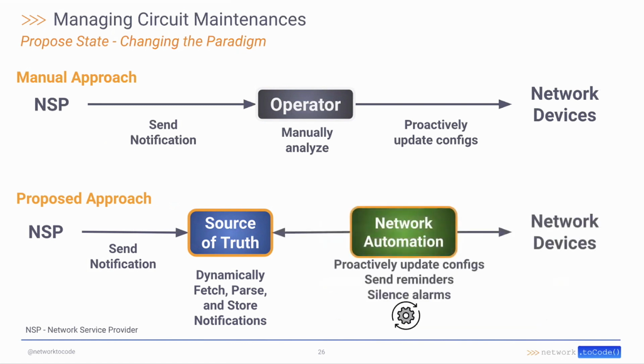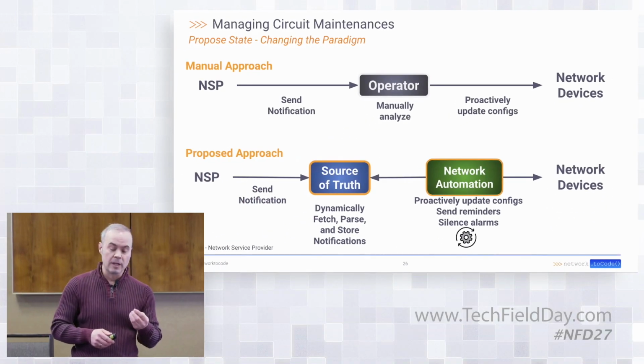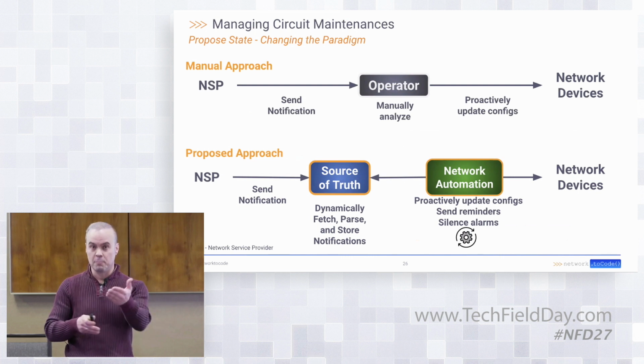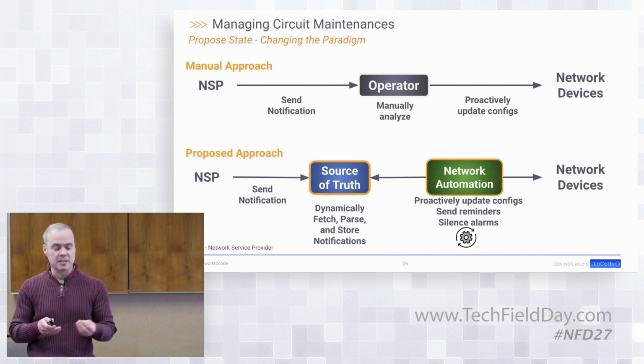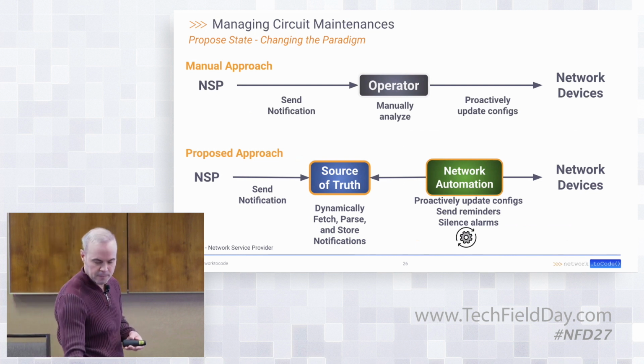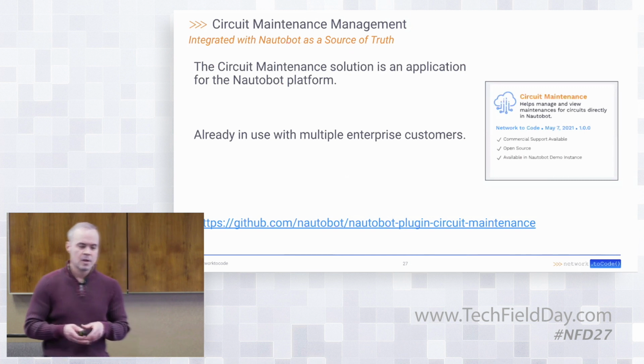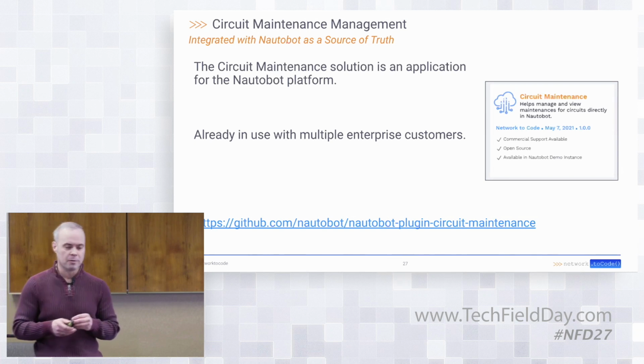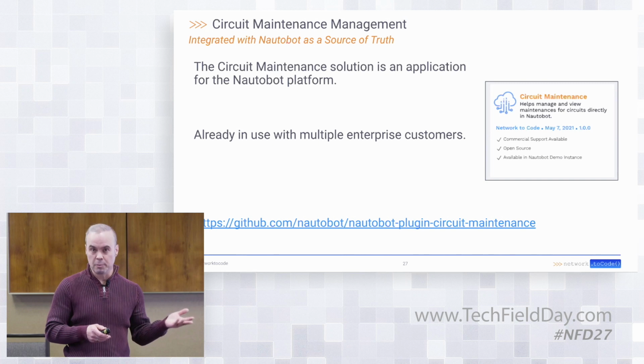Once you have that information in the source of truth, since the source of truth lies at the center of your automation infrastructure, it's very easy for the network automation infrastructure to grab that information from a single well-understood interface that Nautobot provides, and then do other follow-on activities like proactively updating the configurations, sending reminders, or silencing alarms. This solution is a single integrated application for the Nautobot platform, and it's already in use within multiple enterprise customers right now. So this is ready to go, ready to add value.